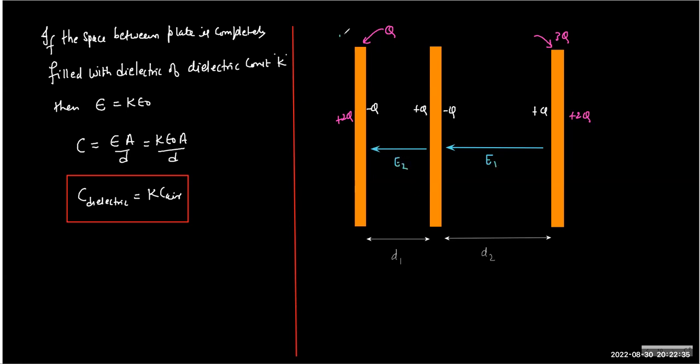So if I call V1, V2, V3 as potential, can we find the potential difference V2 minus V1? Can you find the difference V3 minus V2? And if the answer is yes, you can do it. Assuming the area is A for every plate, tell me the difference of these two potentials.